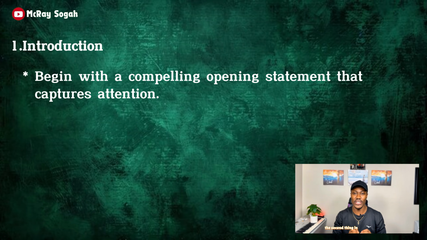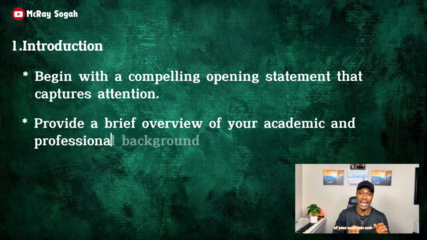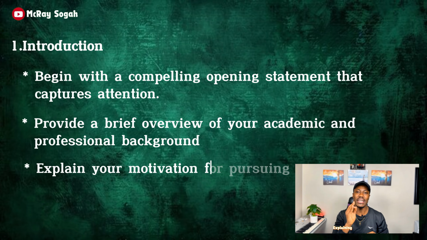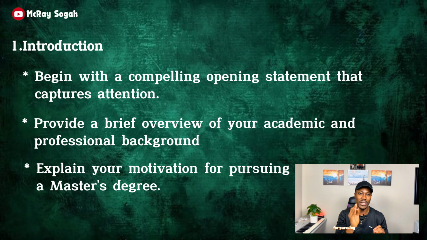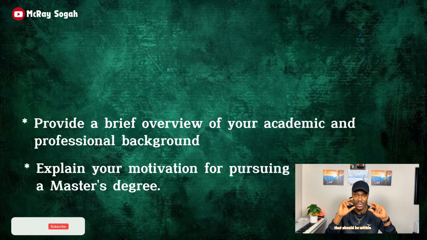The second thing in your introduction is providing a brief overview of your academic and professional background. Talk briefly about the things you studied during your undergraduate degree, and if you had the chance to work at any place, at any office, talk briefly about it. The third thing is explaining your motivation for pursuing this particular master's degree at this school. These are the three things that should be within your introduction.